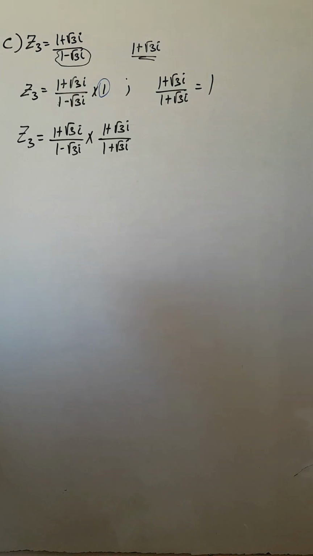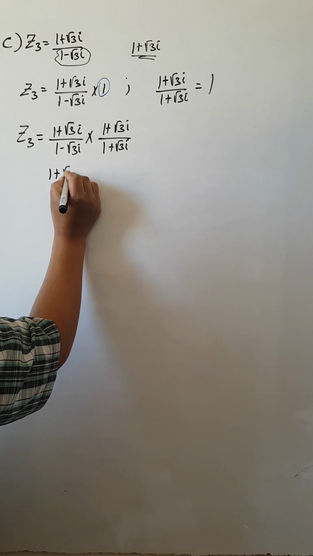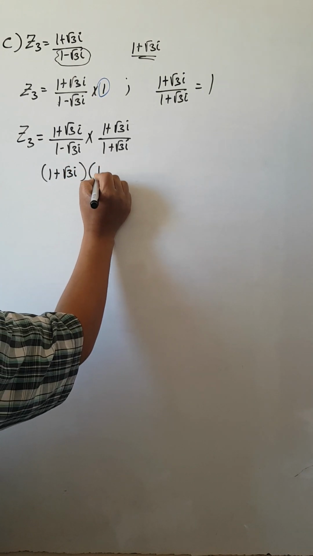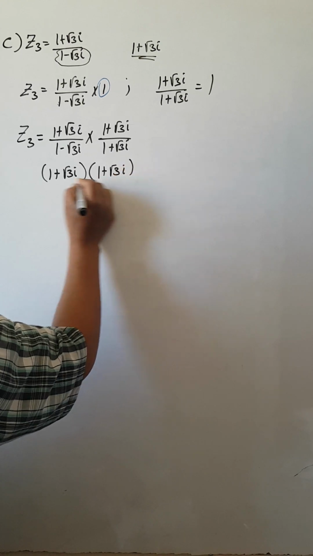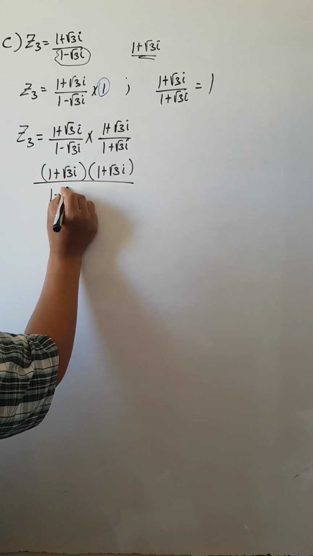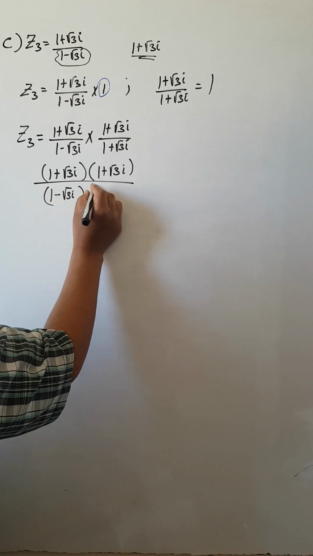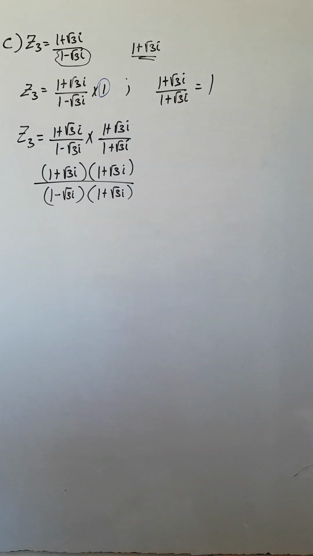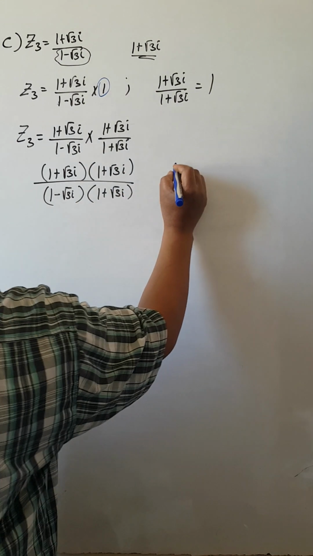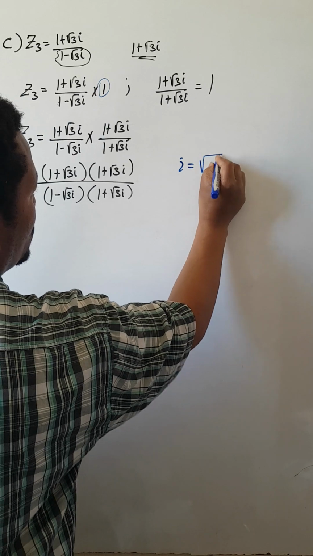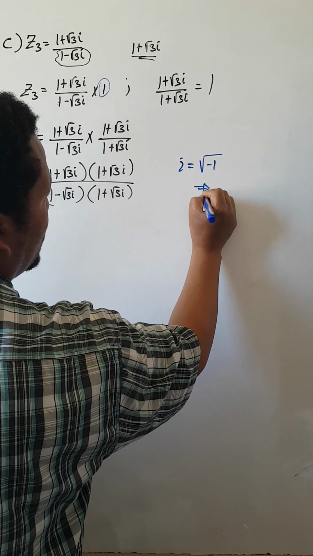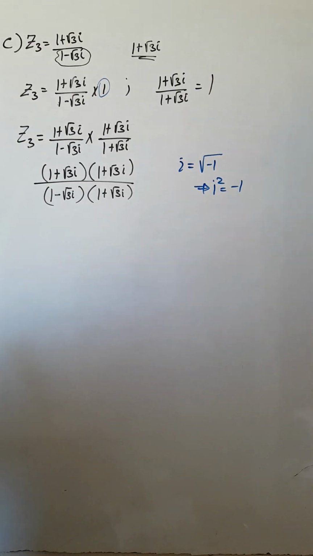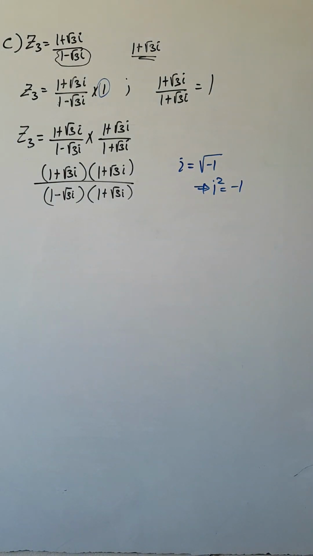Now the product is simply (1 + √3i) times (1 + √3i), divided by (1 − √3i) times, again, (1 + √3i). But do not forget that i is equal to the square root of negative 1, implying that i squared is equal to negative 1. Now, the multiplication goes.